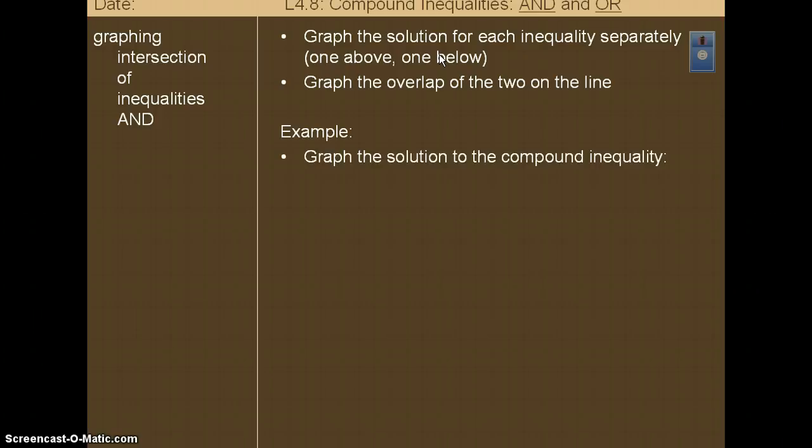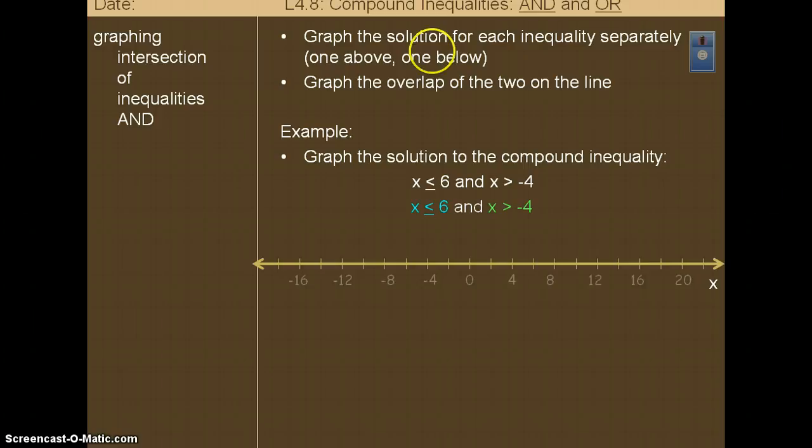So an example of this would be to graph the solution to the compound inequality. X is less than or equal to 6 and X is greater than -4. For our purposes today, I'm actually going to identify these with 2 different colors so we can see the 2 different colors on our number line. So let's get a number line. Right away I'm going to label it X because I know that my number line is going to describe possible values for X. Let's start here.